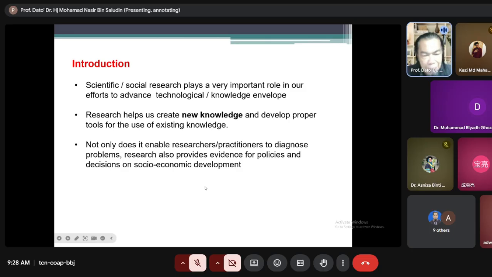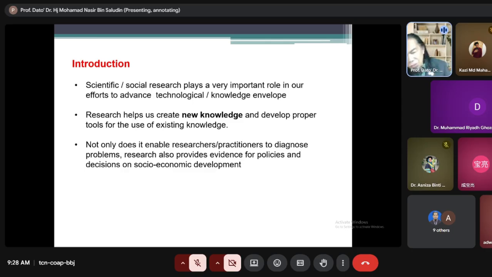Not only does it enable researchers and practitioners to diagnose problems, research also provides evidence for policy and decisions on socio-economic development. We start doing research based on a problem. What is the real problem?